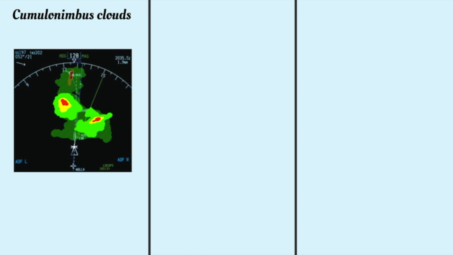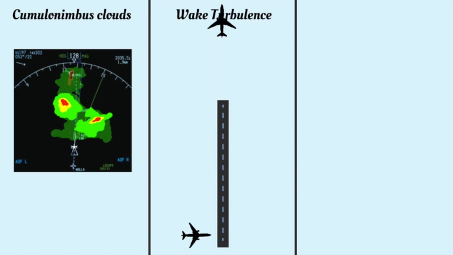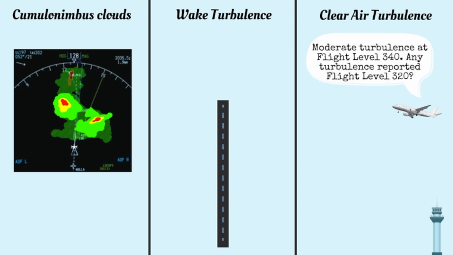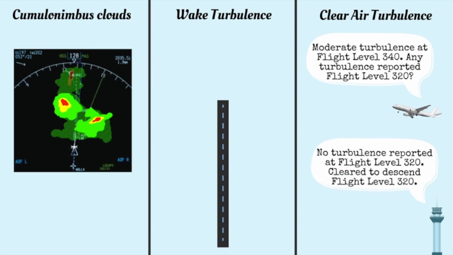For wake turbulence, it is important to follow the established rules and keep enough time after another plane has taken off. As clear air turbulence is the most difficult to predict, it is also the most difficult to avoid. When we encounter clear air turbulence, we will make a PIREP, a pilot report, to the air traffic control and tell the flight level and intensity of the turbulence. We then ask if we can climb or descend to another flight level where no turbulence has been reported.